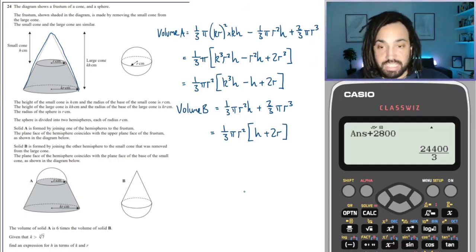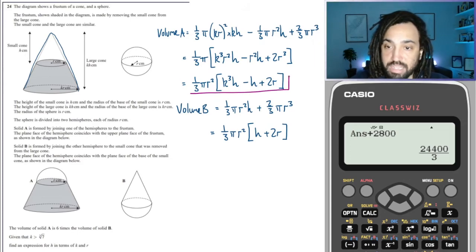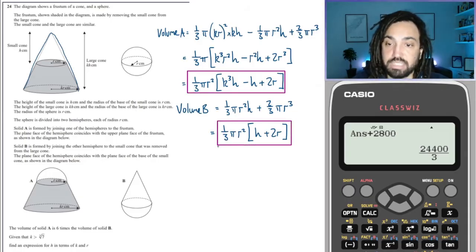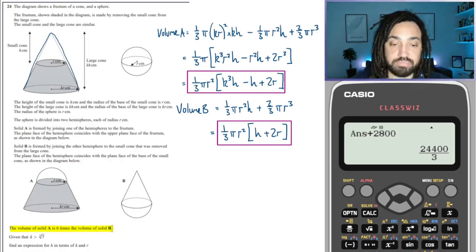Okay, that is nice. That is really, really nice. We've got volume A, nice and factorised already. Remember, factors are your friends. So much easier to factorise than it is to expand. And then we've got volume B there. And we know that A is 6 times the size of volume B.